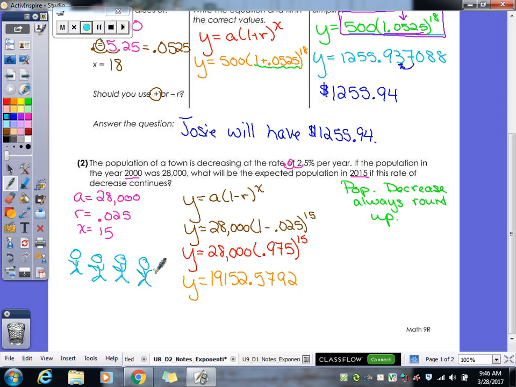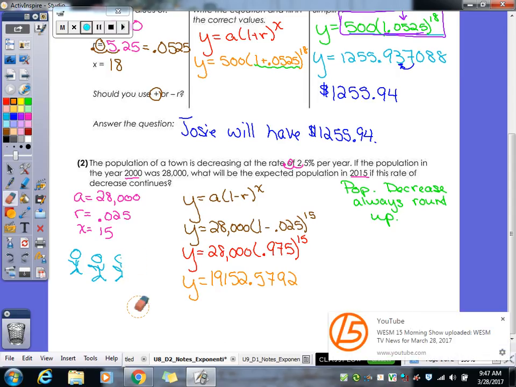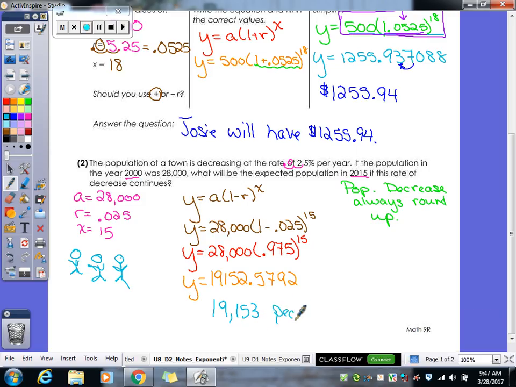So let's say we're decreasing. So here I'm taking away this person and I want to take away another half of a person. And as we just said, we can't take away that half. So I can't take away another half and round down because now I've taken away too much, which is why they always say you have to round up and bring the rest of that person back. So this answer would be 19,153 people in 2015.